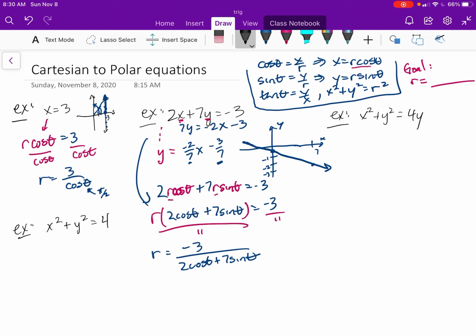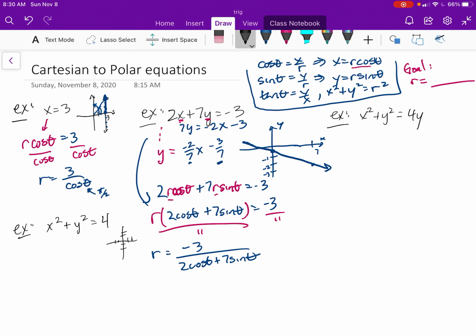x squared plus y squared equals 4. And then you'll see the more complex it gets, like the last example with 4y, the more work it would be. In a Cartesian coordinate system, we have to solve for y. Okay. Now, some of you may recognize this like, oh, that's a circle centered at (0, 0) with a radius of 2.